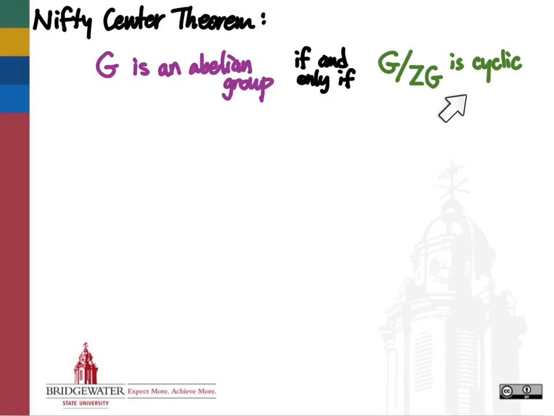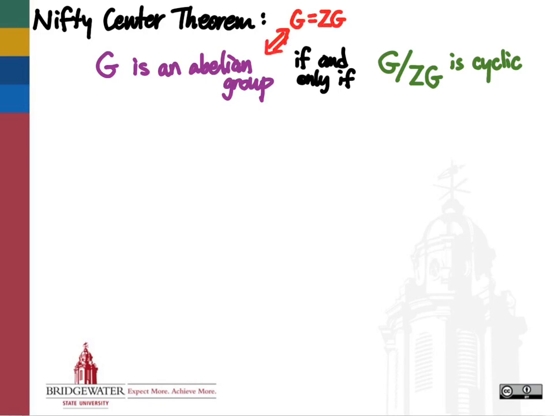That forward implication is actually really obvious, because if G is abelian, that means the center of the group is everything, because everything commutes with everything. And so if G is the same thing as ZG, then of course the quotient is cyclic because the quotient ends up being a trivial group. So if G is abelian, the quotient of G by its center ends up being trivial, which is of course cyclic. So what's interesting about this theorem is that it also goes the other way, to say that if for any group its quotient by its center is cyclic, then that group must have been abelian.